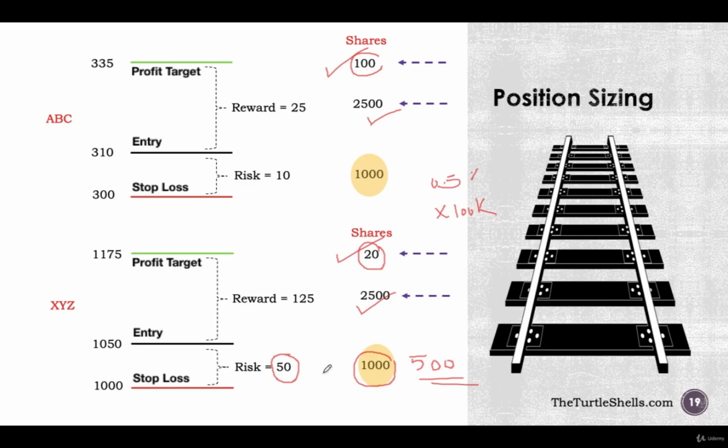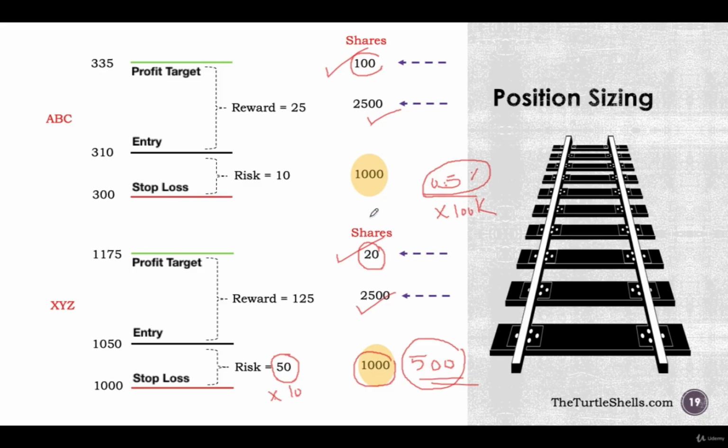So I'm not going to buy 20 shares. I'm just going to buy 10 shares because if the share price goes down, I have 10 shares, I lose 50 per share, I'm going to lose 500. So if the trade hits my stop loss, I'm losing only 0.5% of my account. I'm not losing a big chunk of my account.